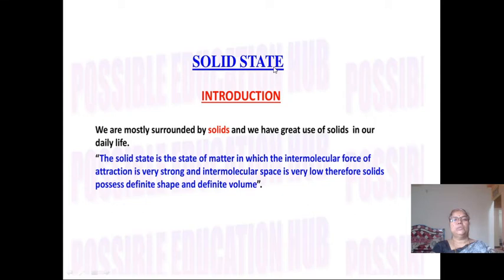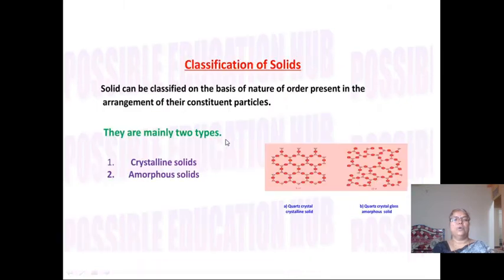Here, the solid state. We are mostly surrounded by solids and we have great use of solids in our daily life. The solid state is the state of matter in which the intermolecular force of attraction is very strong and the intermolecular space is very low. Therefore, solids possess a definite shape and definite volume. This is the characteristic of solids.